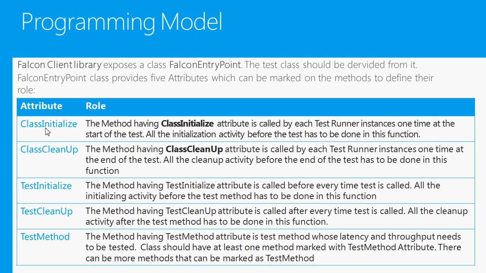Similarly, we have test initialize. The method having the test initialize attribute is called before every test. Unlike class initialize and class cleanup, which are called only once, these are called before each and every test, and similarly test cleanup after the test is completed. And if you declare a method as a test method, this is the core part where you actually want to measure your latency, throughput, exceptions. So the class should have at least one of those methods.